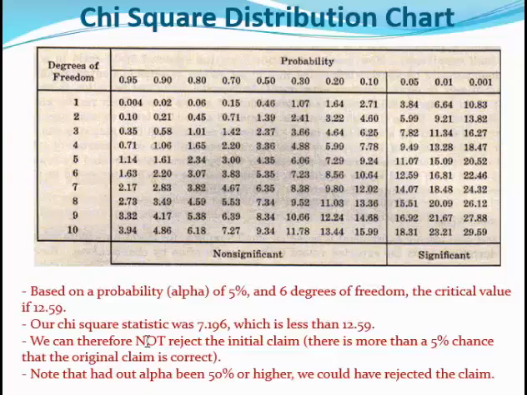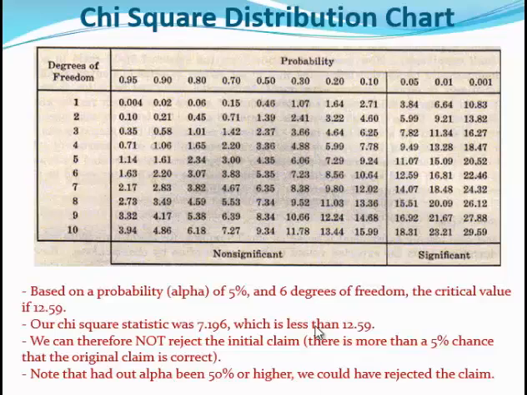Based on a 95% certainty level, in other words, it's possible that the variance we had from the actual golf customers, from the ones we predicted originally, could have been a consequence of luck, could have been a consequence of random distribution. Our chi-square statistic was 7.196. On this chart, based on an alpha of 5%, we could have had a chi-square statistic as high as 12.59. The greater the chi-square statistic, the more off your numbers are. Our numbers weren't off enough, so therefore we cannot reject the original claim. It's possible that the original claim is true.